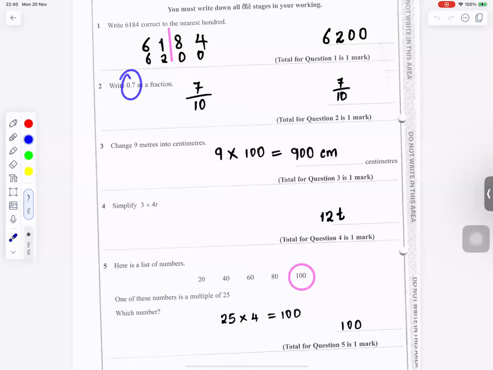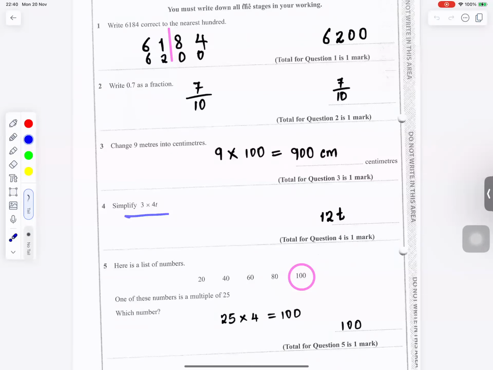Write 0.7 as a fraction. It's one decimal place. You move it to the right and then you divide by 10. So it's 7/10. Change 9 meters to centimeters. For meters to centimeters, you times by 100. So 9 times 100 gives you 900 centimeters.